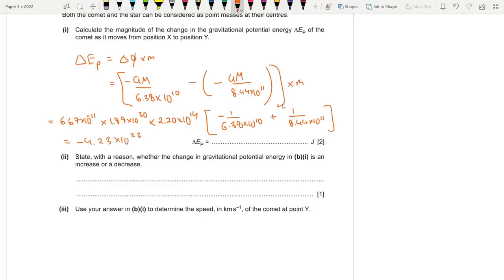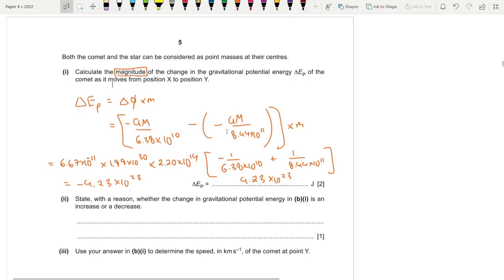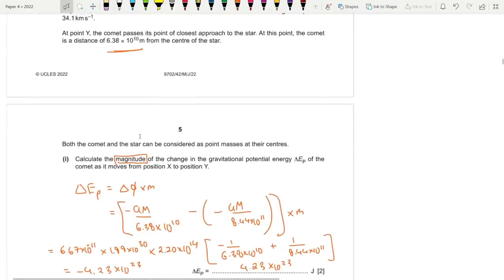So they just want the magnitude though. It's 4.23 × 10^23. But what does the minus sign indicate? They only wanted the magnitude, right? But the minus sign indicates that there has been a decrease in the potential energy. Okay, this is how you do it actually. So in the mark scheme, you might see that they've interchanged the positions. Basically, they might have added a plus sign with 1 by 6.38 and a minus sign with 1 by 8.44. But I did it in the original method. This is how we find out the change in gravitational potential energy with the sign. Okay. Why 3 significant figure answers? Because everything I used was to 3 SF.